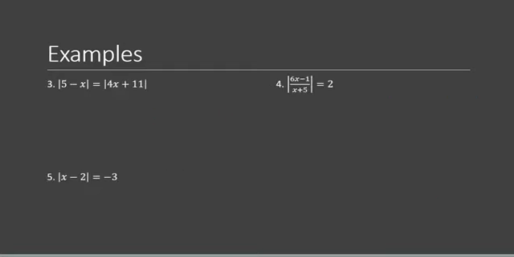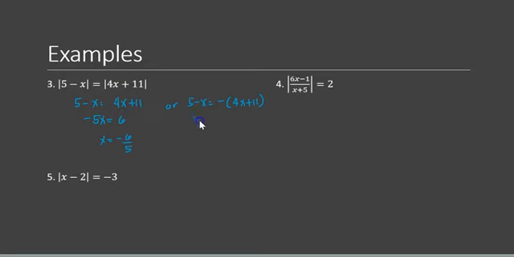More examples. Okay, so here we have the absolute value of 5x is equals to absolute value of 4x plus 11. So very similar in solution. You have 5 minus x is equal to 4x plus 11, or 5 minus x is equals to the negative of 4x plus 11. So solve for the linear equation. So transpose this, that's negative 5x, and transpose 5 to the other side, that's negative 5, so this is 6. So x is equals to negative 6 over 5.